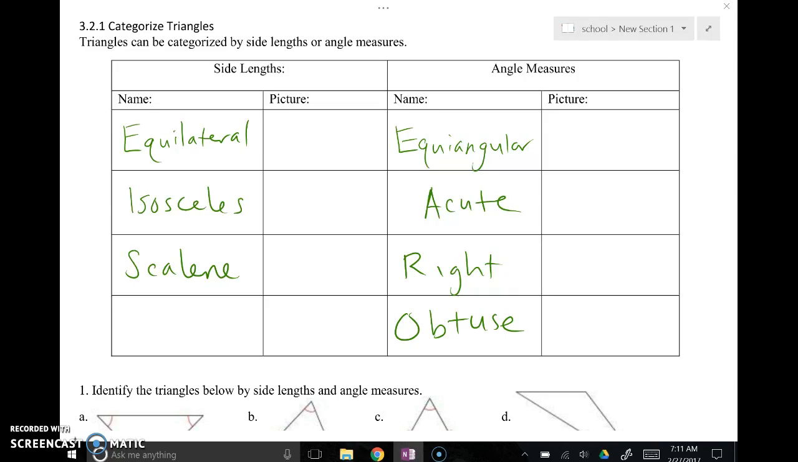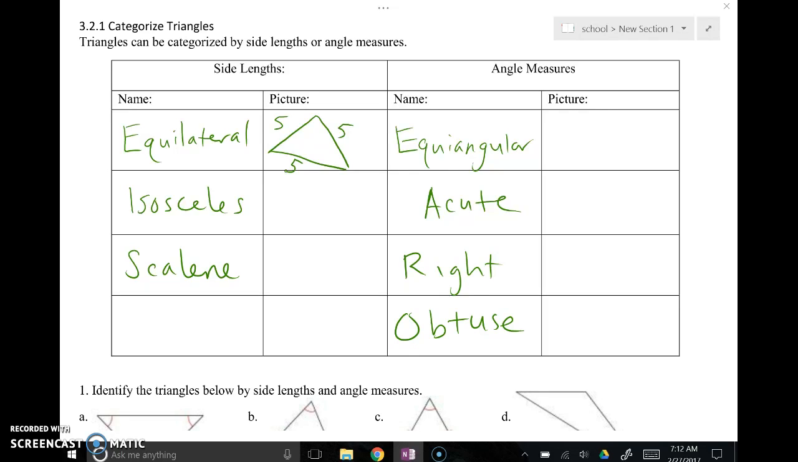This is a triangle where all three sides are the exact same length. Equilateral. So a picture would be some sort of triangle where all three sides were the same length, so something like that. Now that's a little bit different from something that's equiangular, because that would be where all the angles are the same. But this one, equilateral, all the sides are the same.